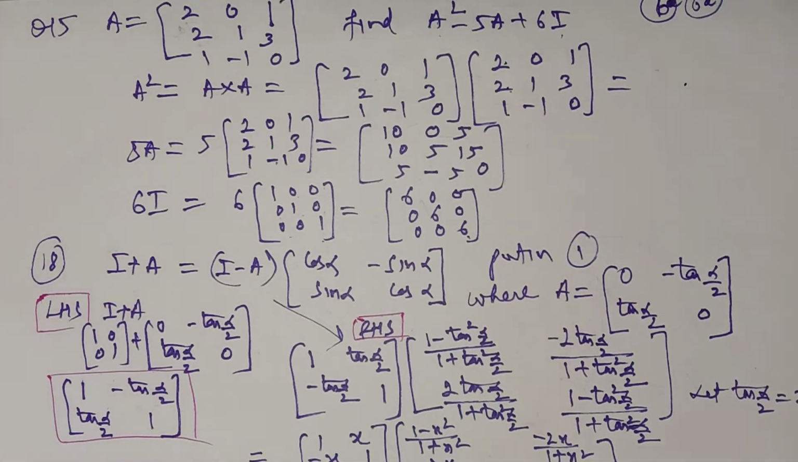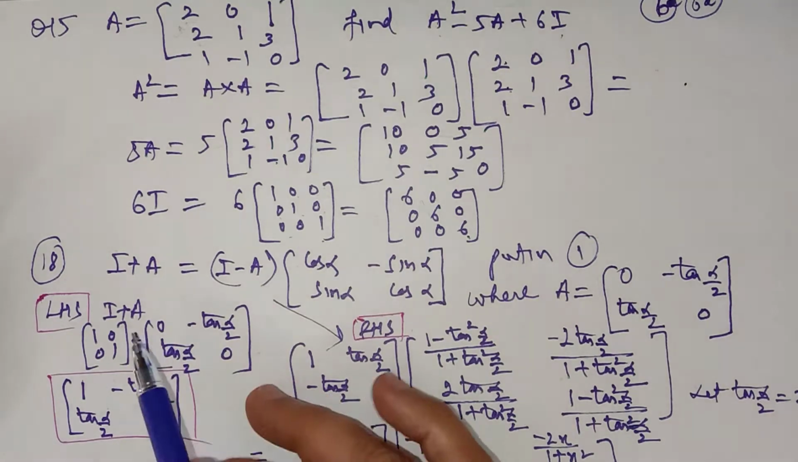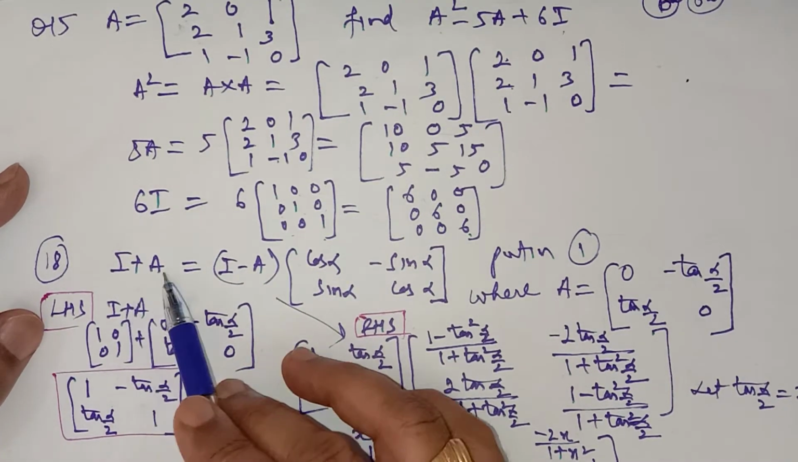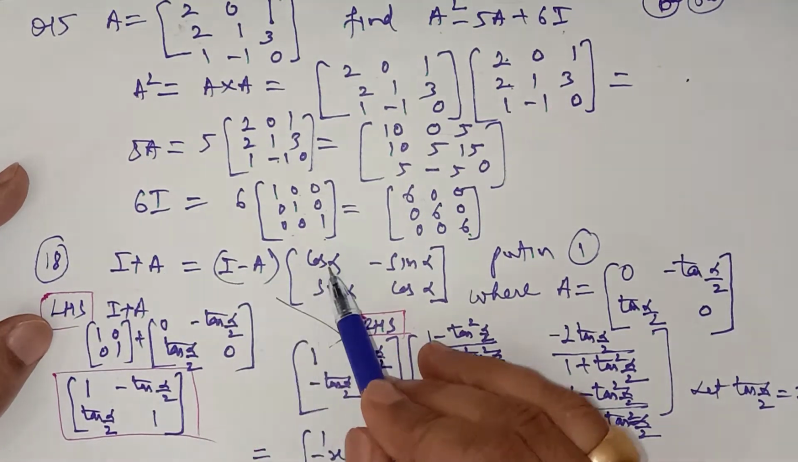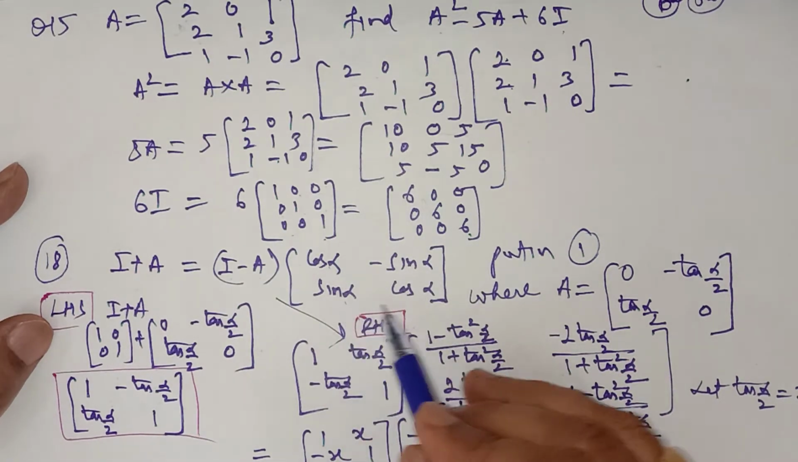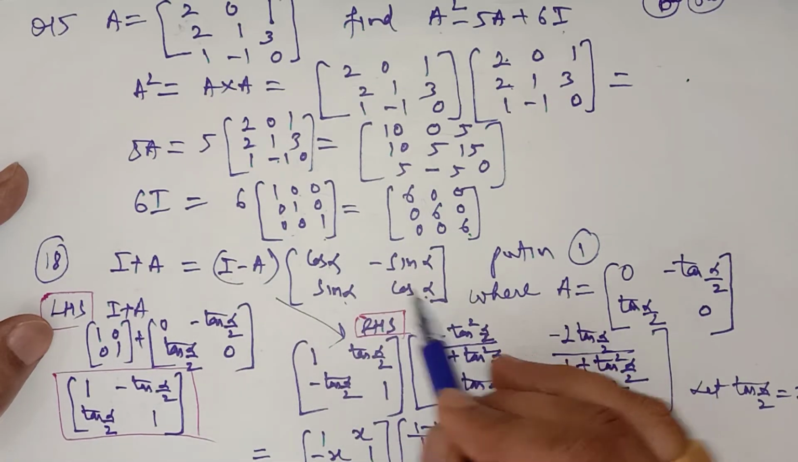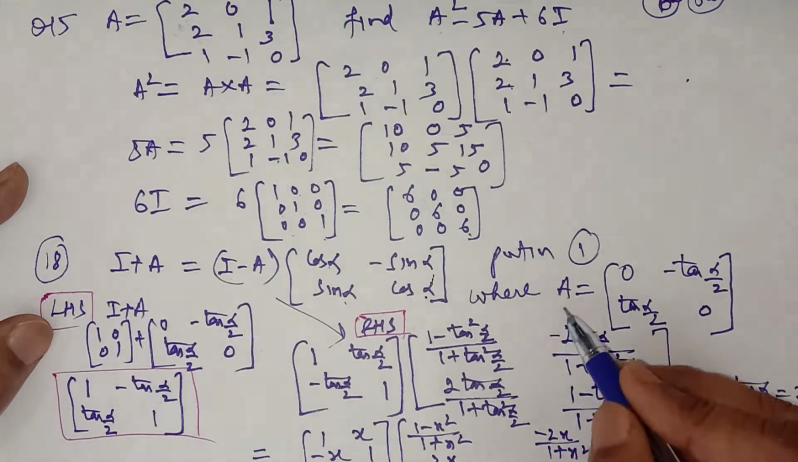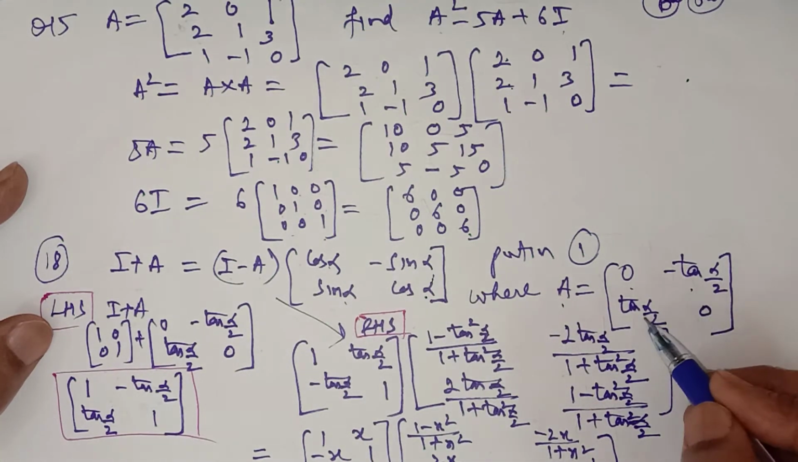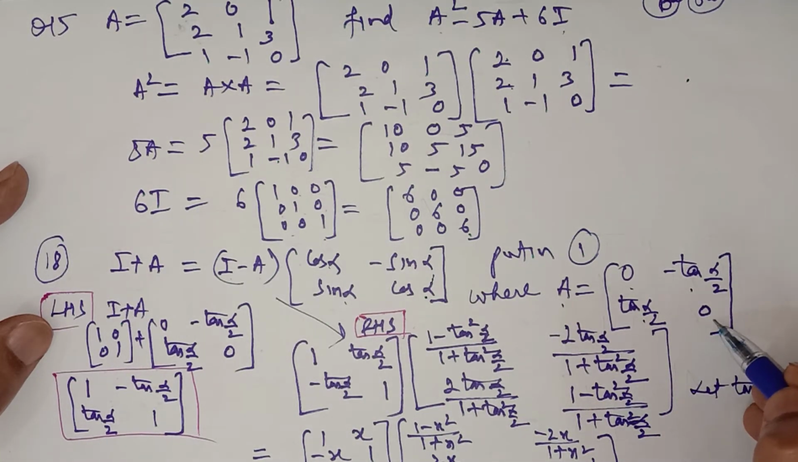Now in question number 18 of the exercise 3.2, you have to prove that I plus A is equal to I minus A times cos alpha, minus sin alpha, sin alpha, cos alpha, and you have to prove that they are equal to each other. The matrix A is given as 0, minus tan alpha by 2, tan alpha by 2, 0. So see it very carefully.